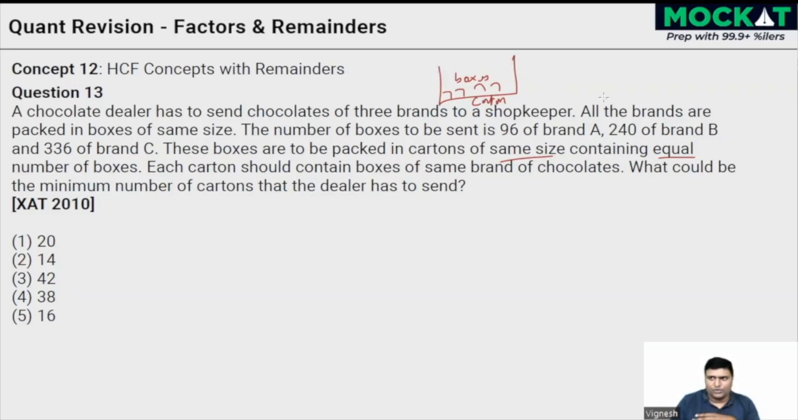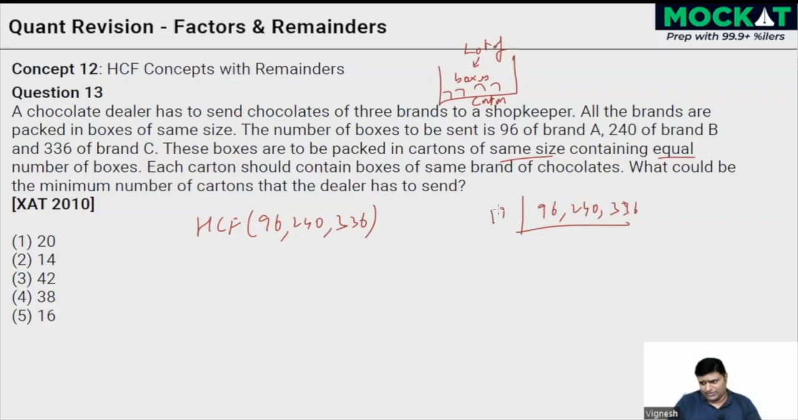If I want to use very few cartons, I have to put a lot of boxes. If there are 96 and I have to equally distribute them with nothing remaining, what do I do? To put a lot of boxes, I have to find the largest number that divides each of these: 96, 240, and 336. You can use common division, nothing wrong with that. 96, 240, and 336 are divisible by 12, all of them.